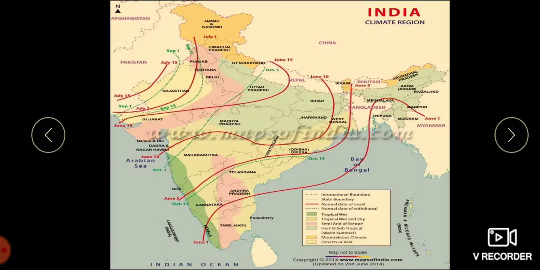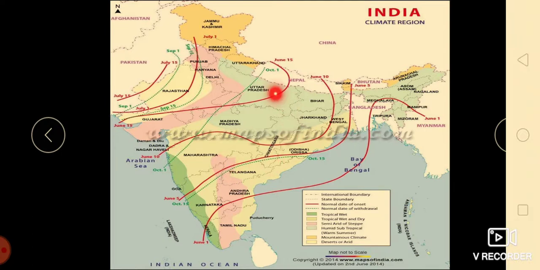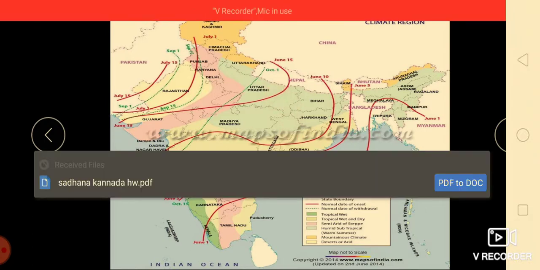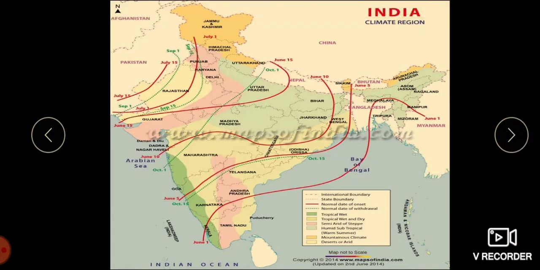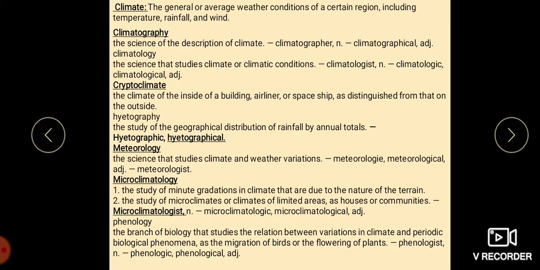As we all know, children, India has a tropical monsoon type of climate. This is because the greater part of India lies in the tropical zone, and its climate is greatly influenced by the monsoon winds. So now let us know about some of the terminology.